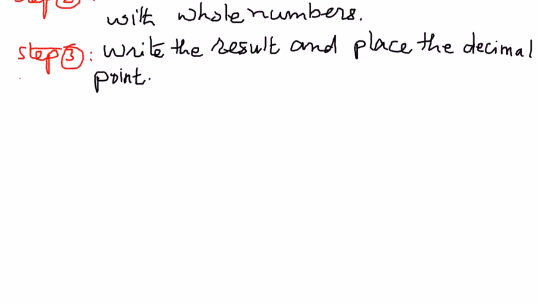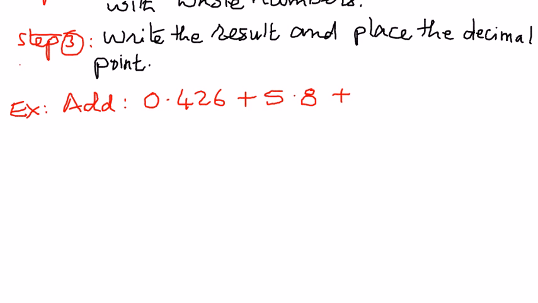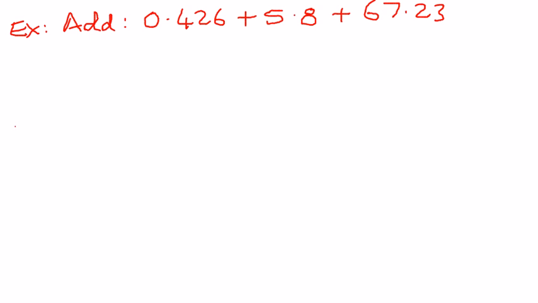Let us try to apply this procedure to solve a simple example. Let's look at an example. We want to add these decimal numbers. The decimal numbers are 0.426 plus 5.8, and then we also want to add 67.23 to that. So therefore our first step is, let's write it down.